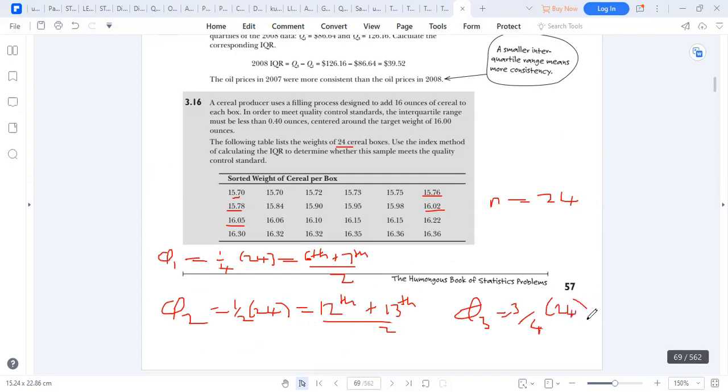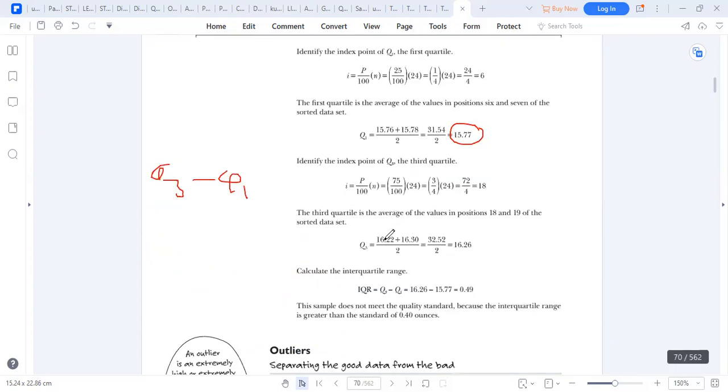24. So 3/4, that is 6 times 3 is 18. So it's the 18th and the 19th. So 12, 13, 14, 15, 16, 17, 18, 19. So we're getting 16.22 and 16.30. Divide by 2, we're going to get this figure there. So the interquartile range is the difference between 16.26 and 15.77. So when you get the difference, it's got the interquartile range.